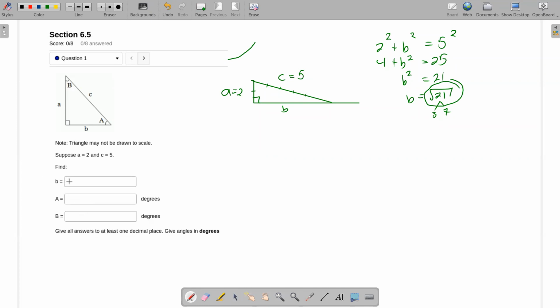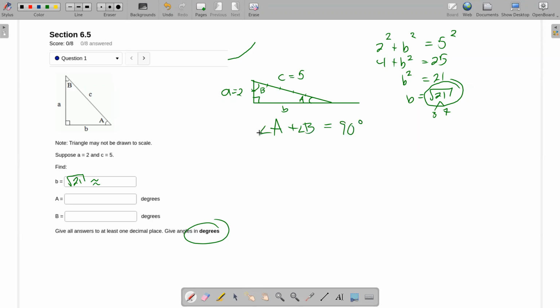But this one wants an approximation. All right, so we'll get an approximation in a second. So it's equal to the square root of 21, and then we'll ask the calculator in a moment what the approximation is. So then we have angle A over here, capital A, angle capital B over there. What do we know about those two angles? Well, we know that those two angles are complementary because they have to add up to 90 degrees or pi over 2, excuse me, and I have to use degrees here. So I know that angle A plus angle B have to add up to 90 degrees.